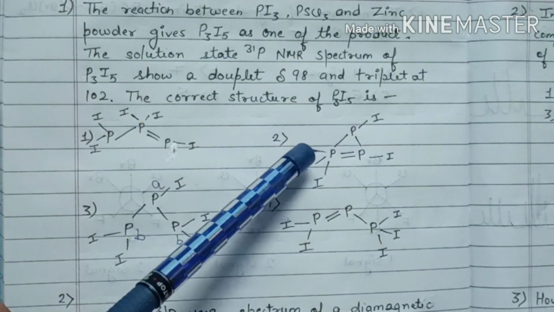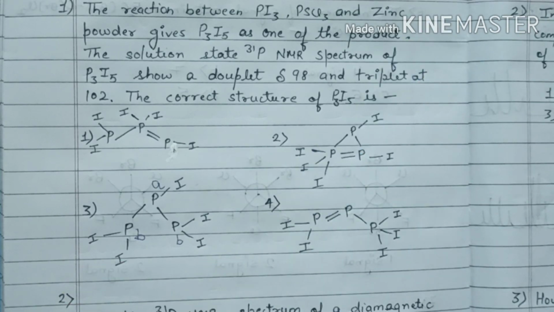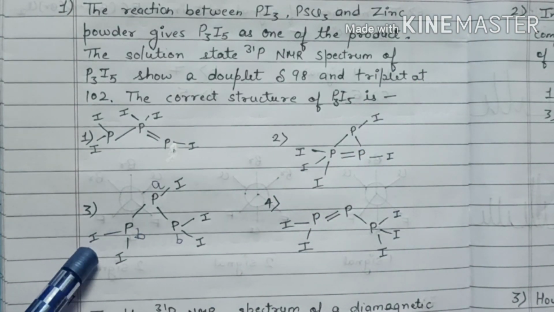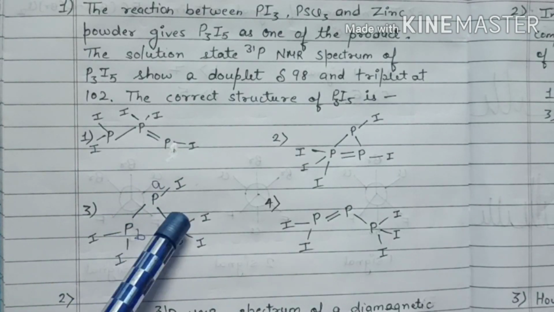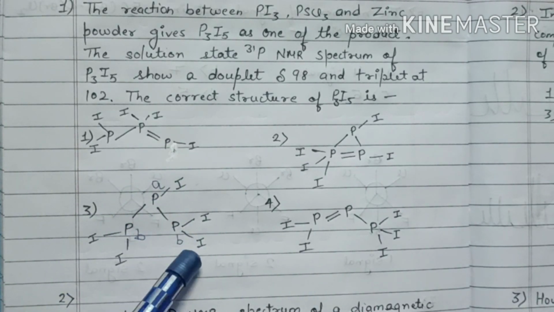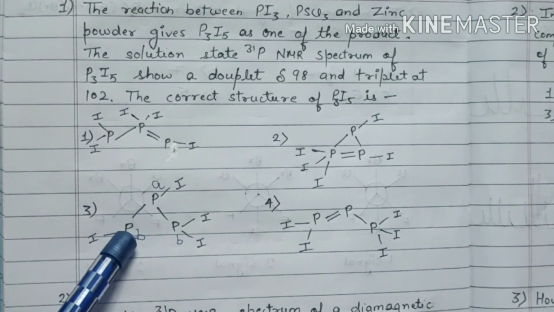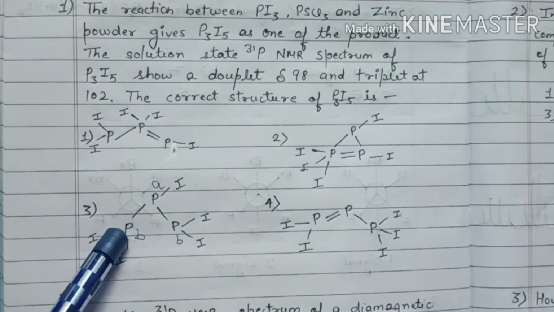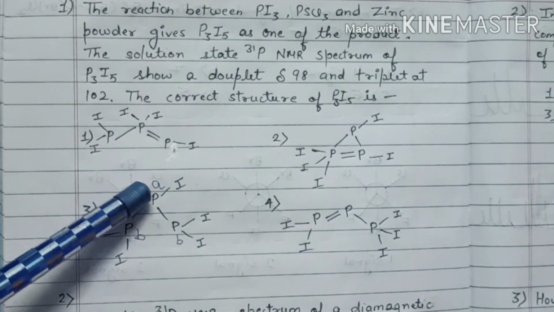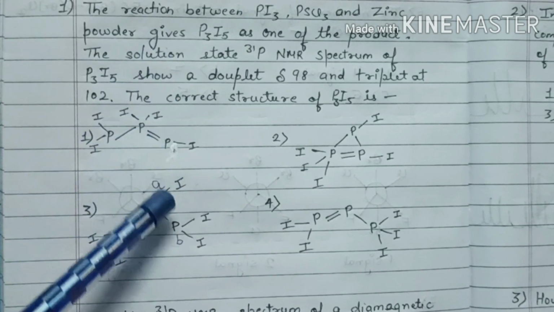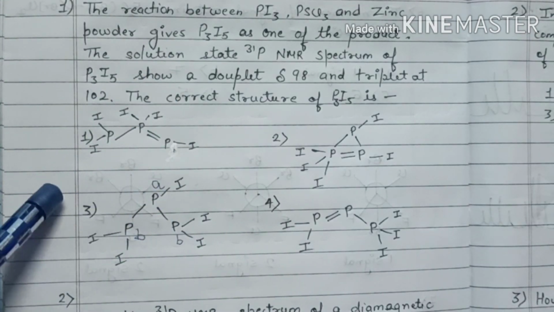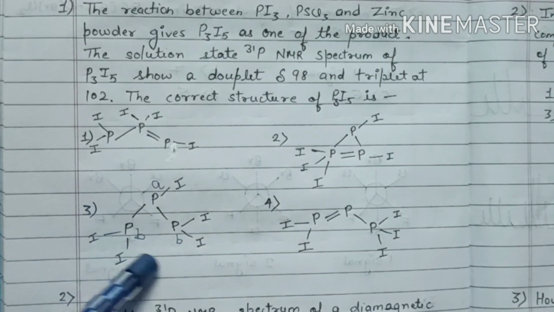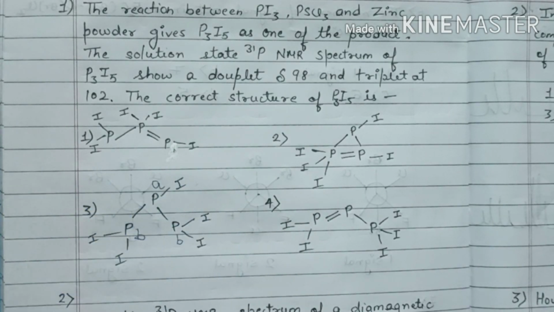In this one we also get three signals. This one also gets three signals. In this structure, see, these two phosphorus atoms are equivalent. So we get one signal due to these two phosphorus atoms and one due to this phosphorus atom. So our correct option is the third one, because this structure gives two signals.